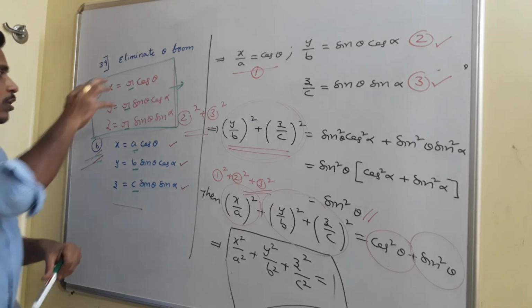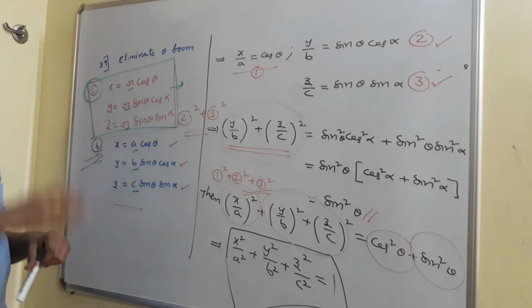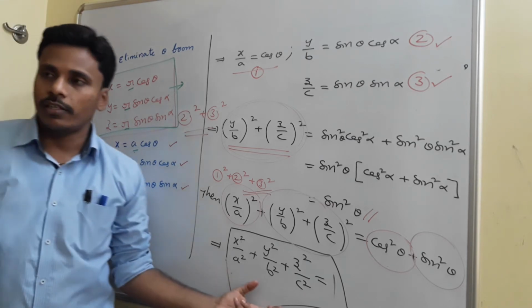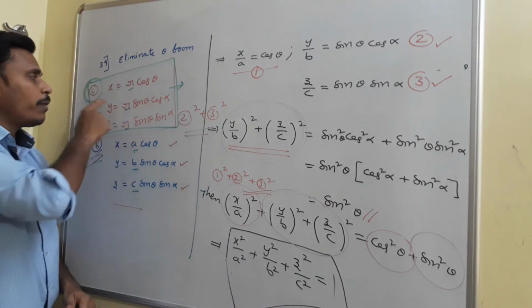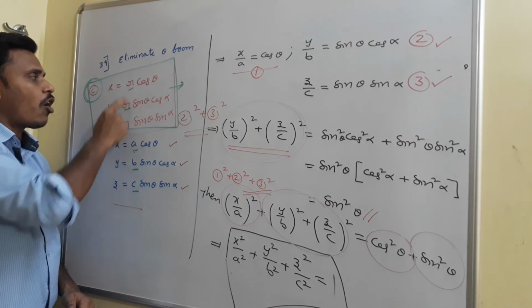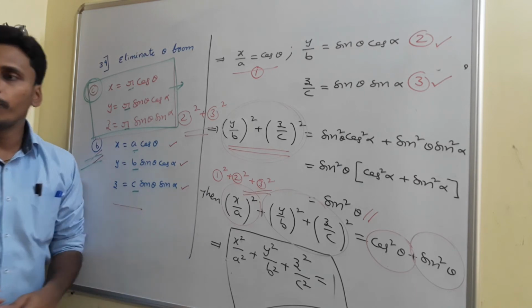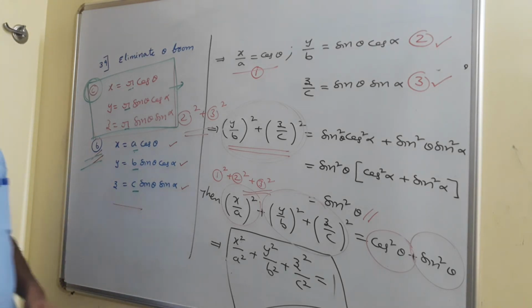See, just observe the difference between C bit and B bit, okay? In B bit, A, B, C are different. Then this is the result, okay? In C bit, what I gave you is A, B, C all are equal to the same constant R. Then in such a case, what will be the relation by eliminating theta? That's what I am asking.